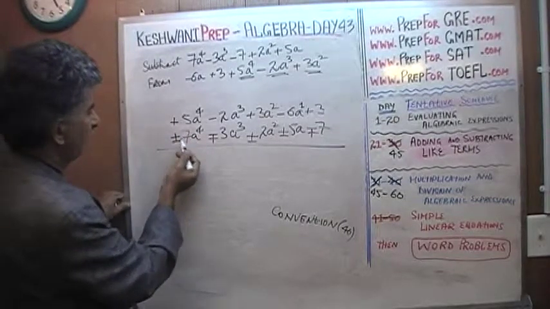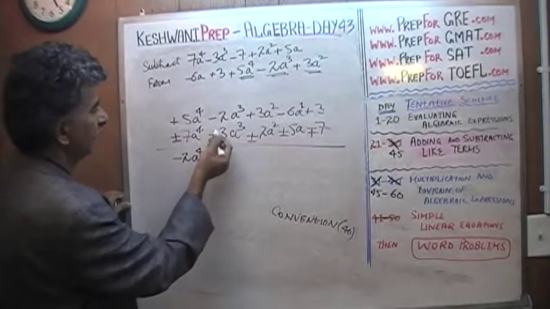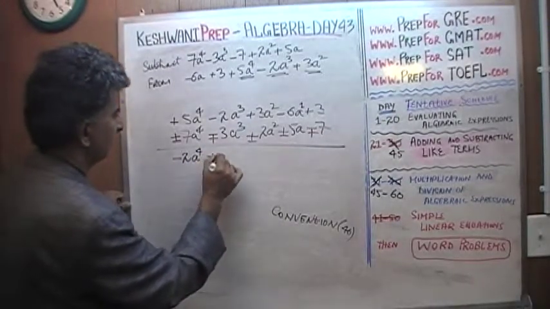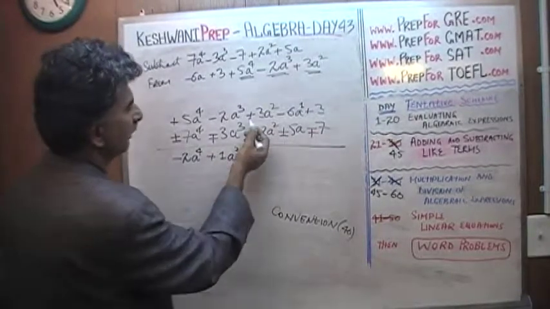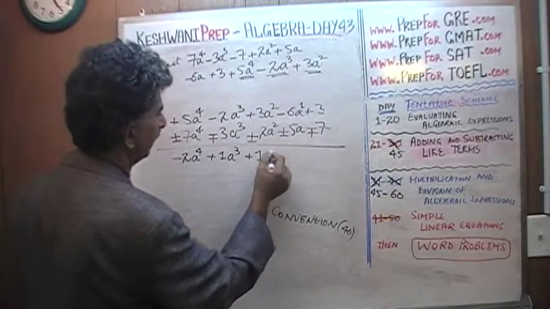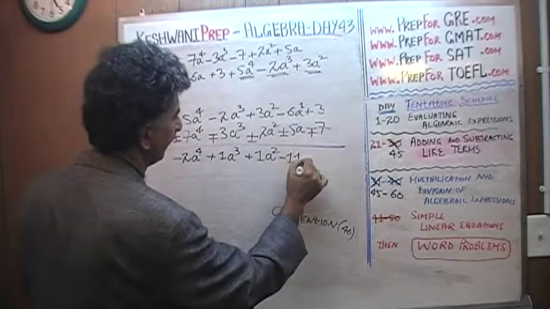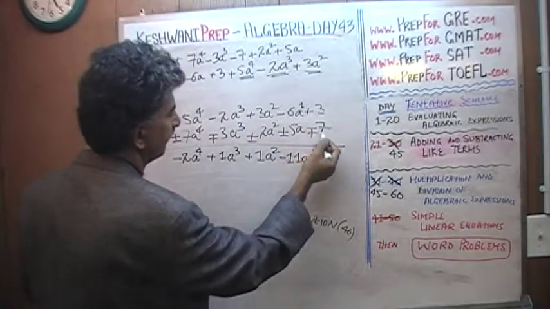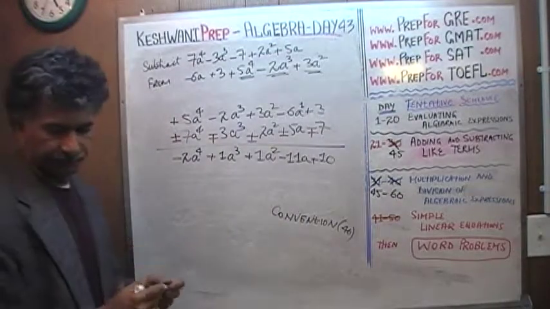We have positive 5 and a negative 7, so we get a negative 2, a to the fourth. A negative 2 and a positive 3, so we get a positive 1, a cubed. Even if it's 1, we don't have to actually write it. Positive 3 and a negative 2 is going to give us, again, negative 1, a squared. Negative 6 and a negative 5 is going to give us negative 11a. And a positive 3 and a positive 7 is going to give us 10. That's it, that's your answer.